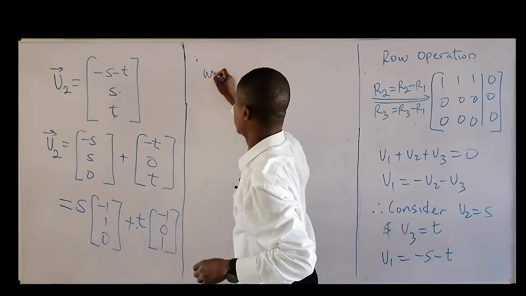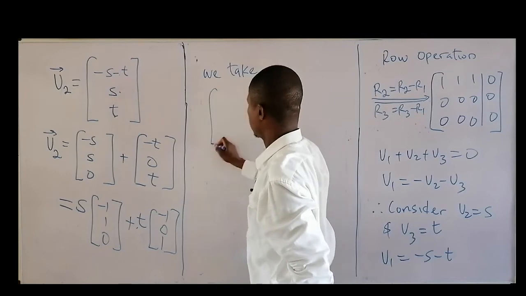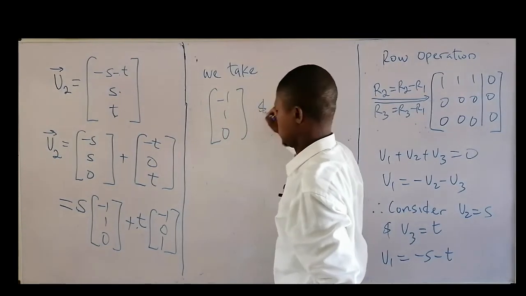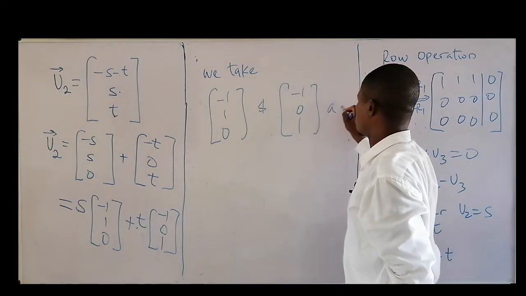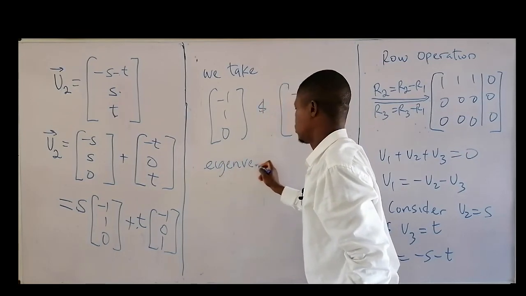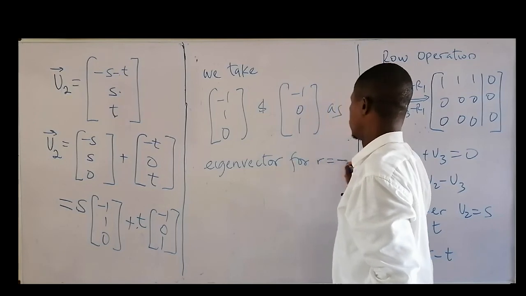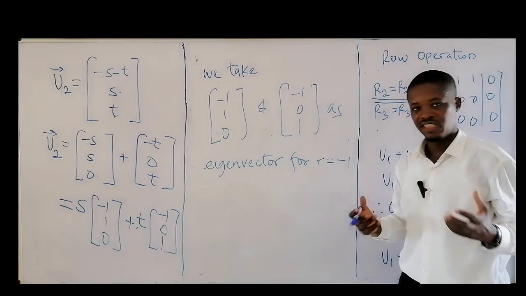So we take this vector and this one as eigenvectors for R equal to minus 1. And that is that on this question.